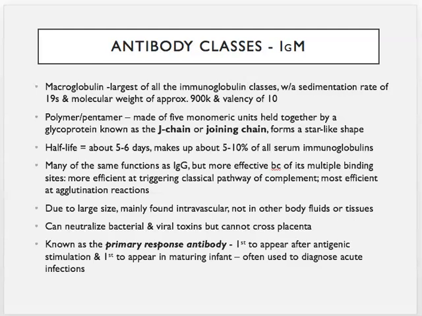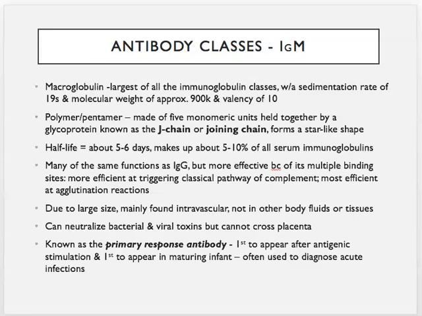It has a lot of the same functions as IgG, but it's more effective because it has those multiple binding sites. It's more efficient at triggering the classical pathway of complement activation and most efficient at agglutination reactions, and that's just because it's larger. And because of its large size, it's mainly found intravascularly, so not in other body fluids or tissues. It also can neutralize bacterial and viral toxins, but it cannot cross the placenta. And it's known as the primary response antibody.